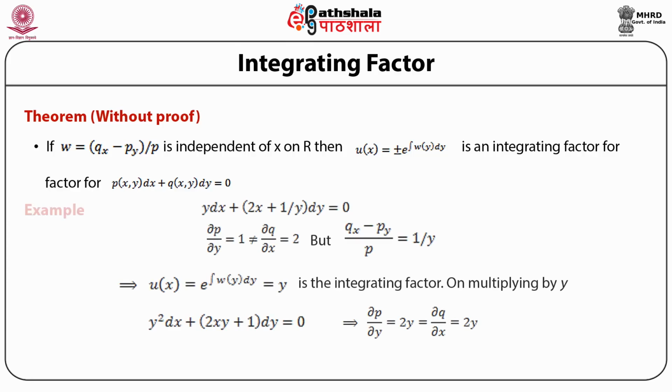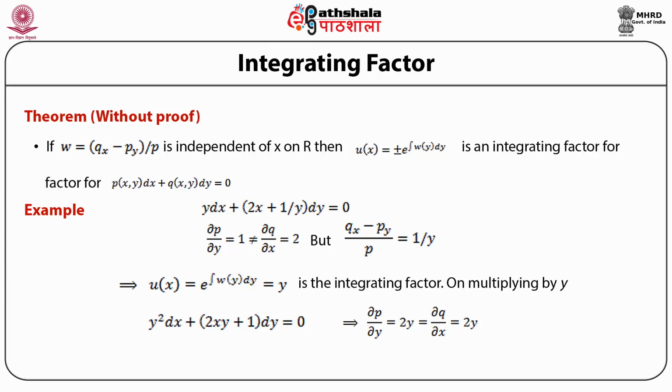Now let us consider an example. We consider the differential equation y dx plus (2x plus 1 by y) dy is equal to 0. In this equation, del p by del y is equal to 1 and del q by del x is equal to 2. We can see that del p by del y is not equal to del q by del x, hence the equation is not exact. However, (q_x minus p_y) divided by p is equal to 1 by y, which is independent of x.